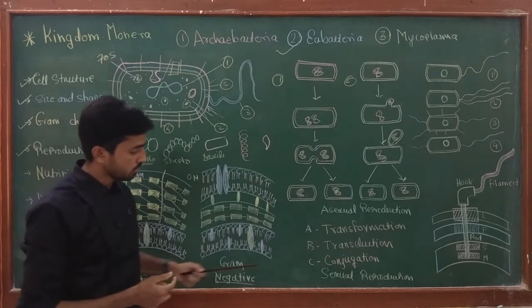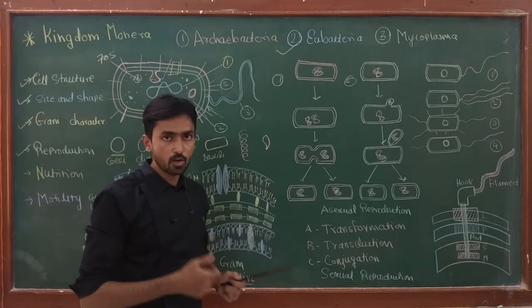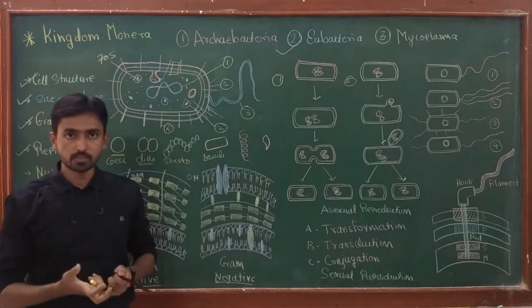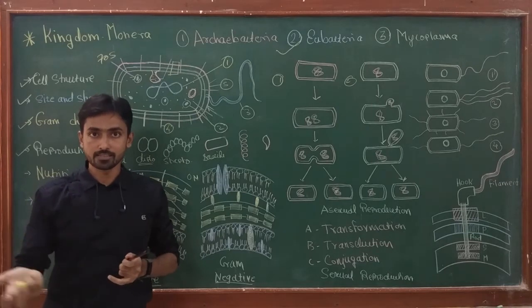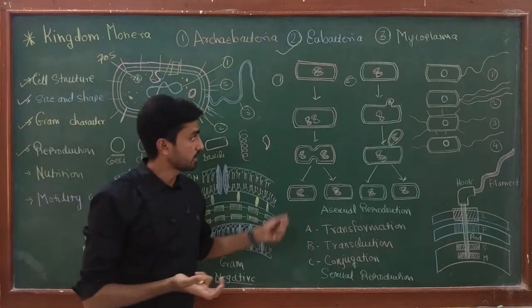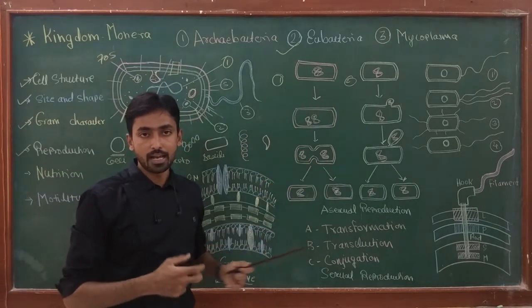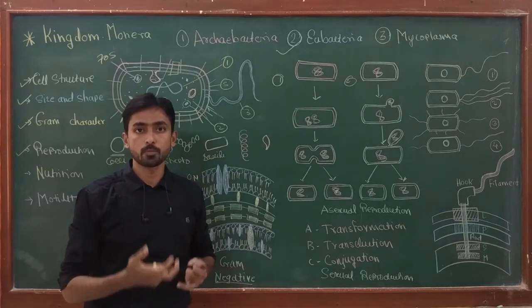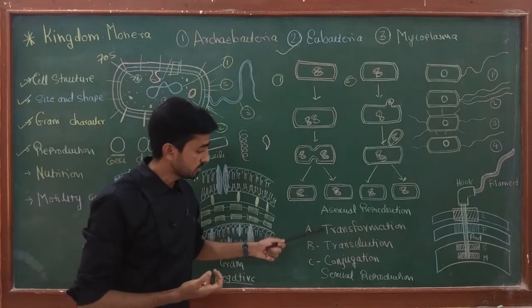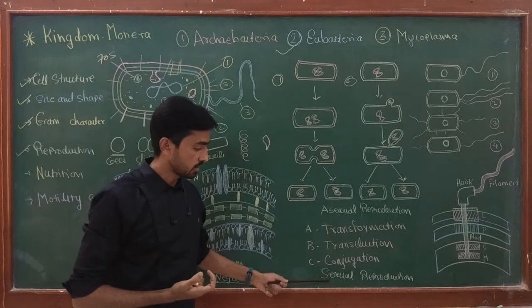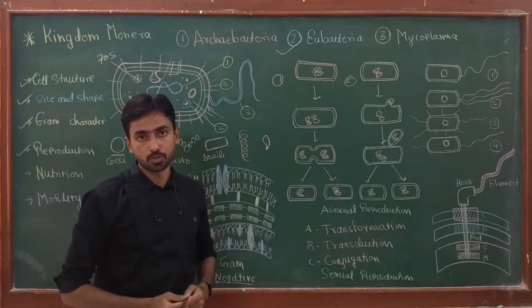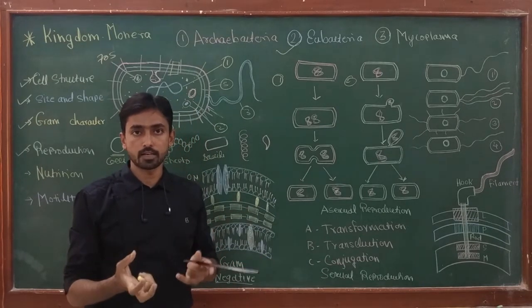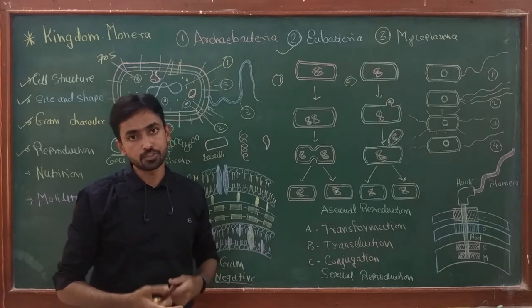Now, these three methods are not actually processes in which the number of cells increases. So they are not like asexual reproduction, but as genetic material is transferred from one cell to another cell, we can consider these three as methods of sexual reproduction, because two different cells are involved and genetic material gets exchanged.